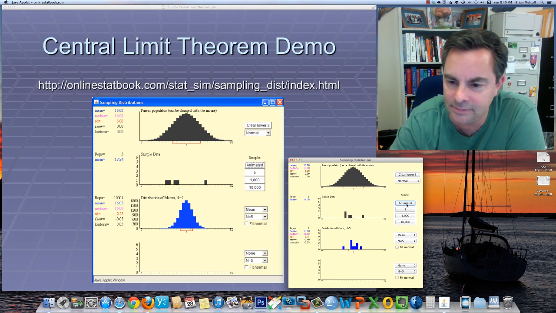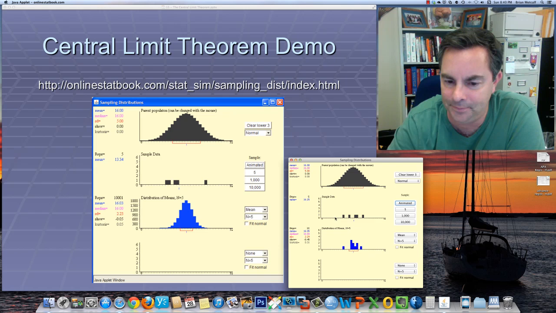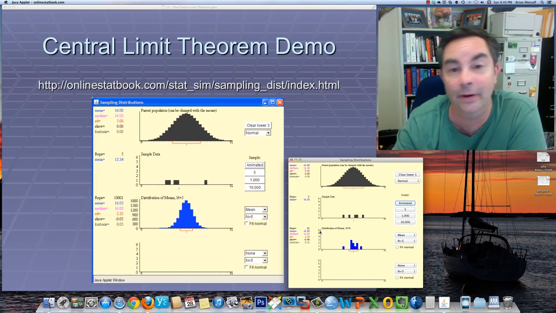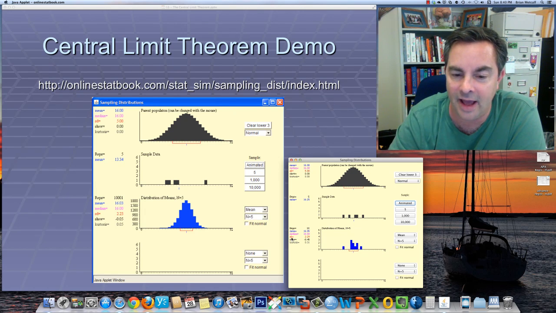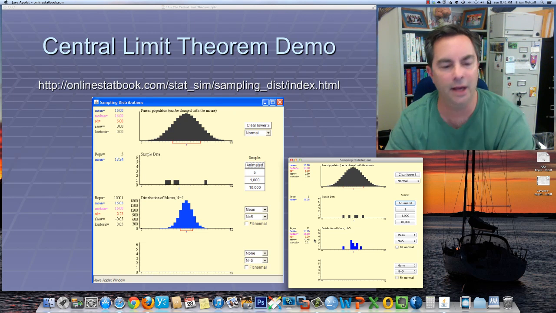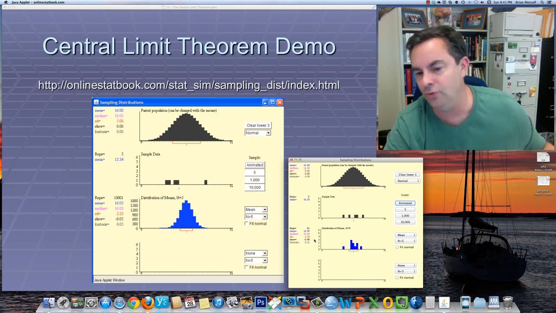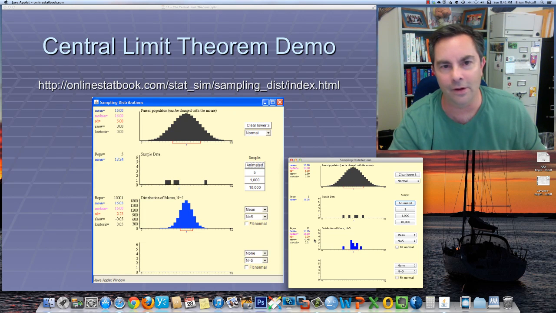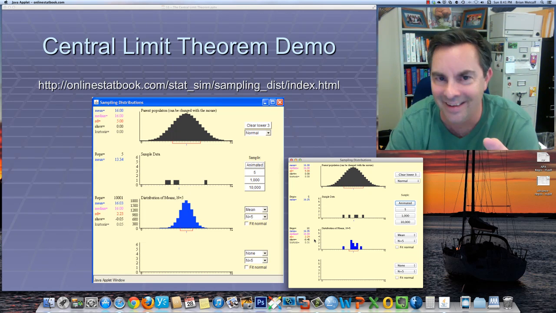9, 10. I've got 10 samples so far. All right. Now, what's my mean of means? My mean of means is 16.05. Getting real close to what I predicted. It should be 16. My standard error of the mean thus far is 2.29, and I said it should be 2.24. Real close already. And that's only 10.